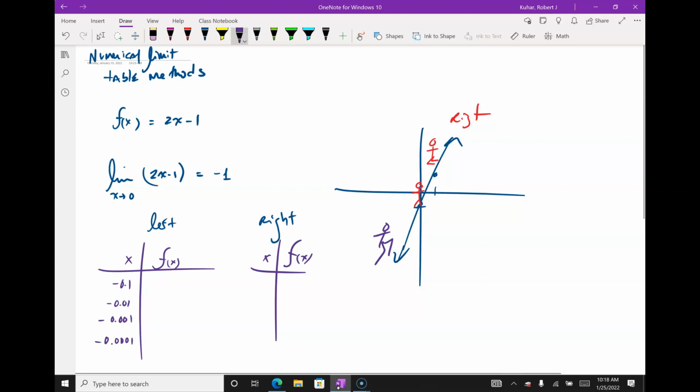And so what do I get here for numbers? What do I get? I got low battery. 2 times negative 0.1 minus 1, right? Negative 1.2, yes? And when I put the next one in, what do I get? 2 times negative 0.01 minus 1, I get negative 1.02. And now I don't even need the calculator anymore, right? You can see what's happening very quickly. Where is it going?